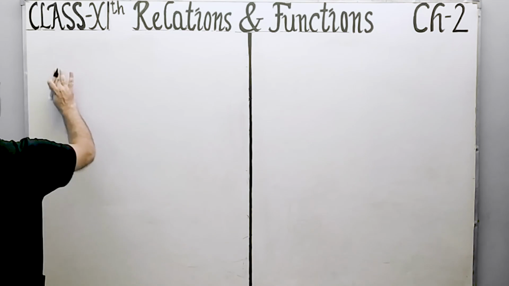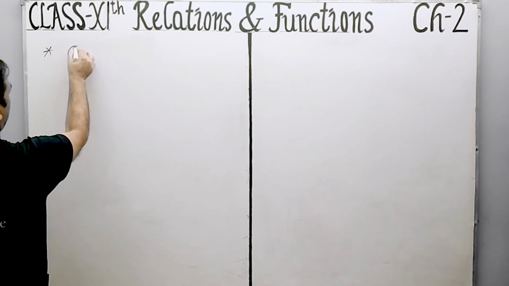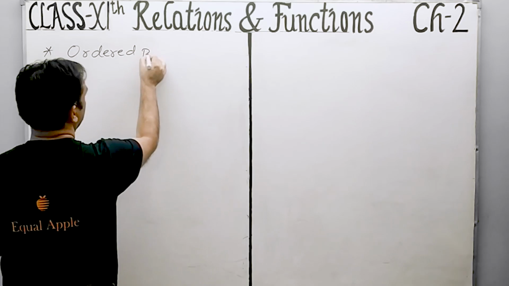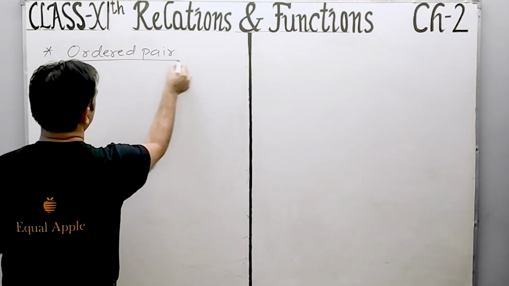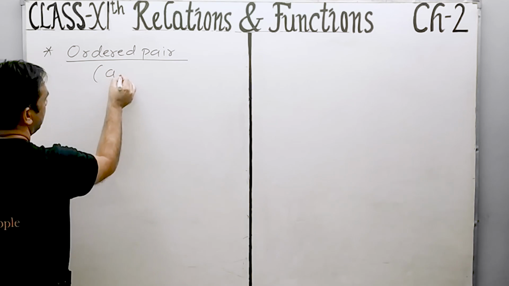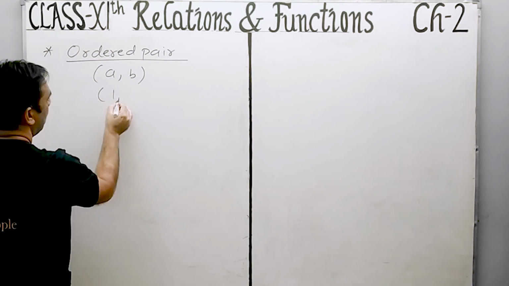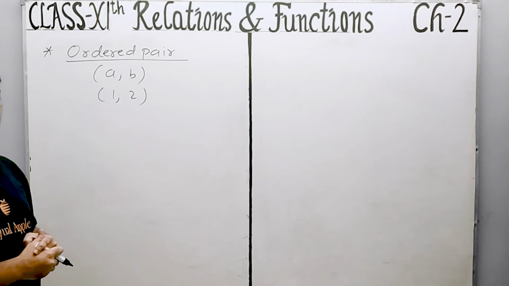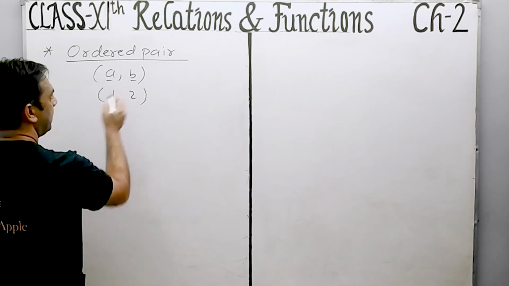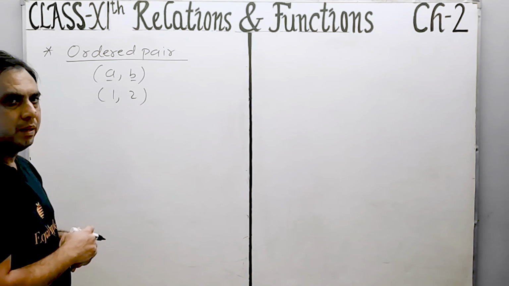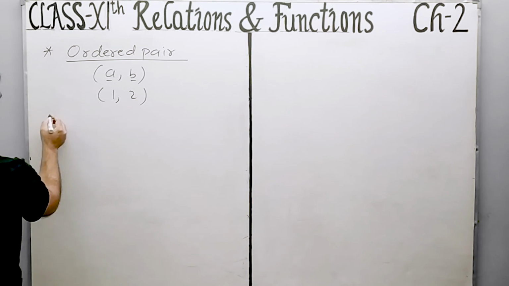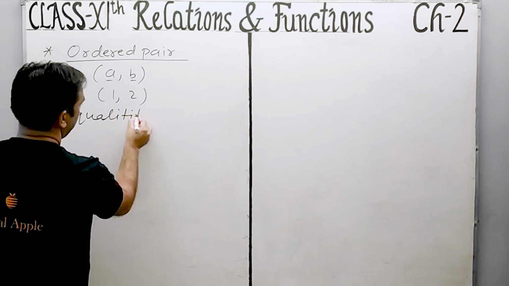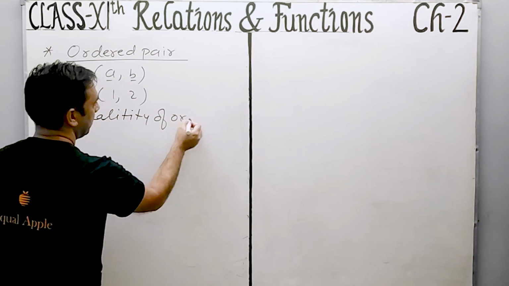Before going further, we should know the ordered pair. What is an ordered pair? An ordered pair is like (a, b) or (1, 2). Here we have two elements represented in an open bracket. This is our first element and this is our second element, and we call this an ordered pair. For ordered pairs we can see the topic equality of ordered pairs.